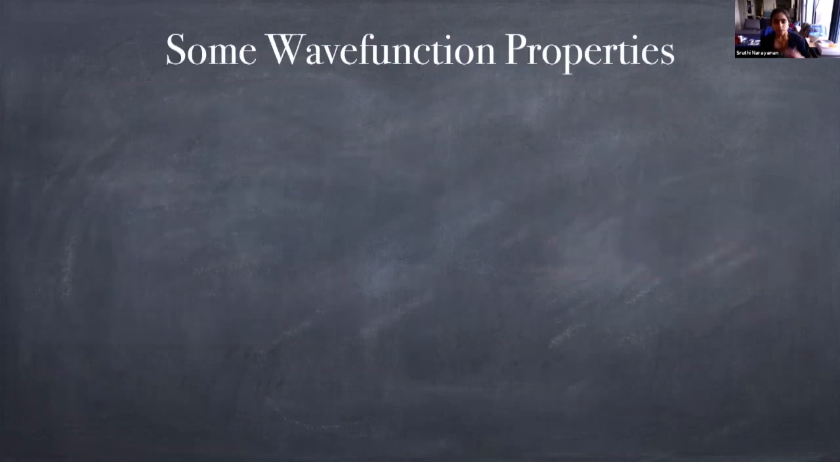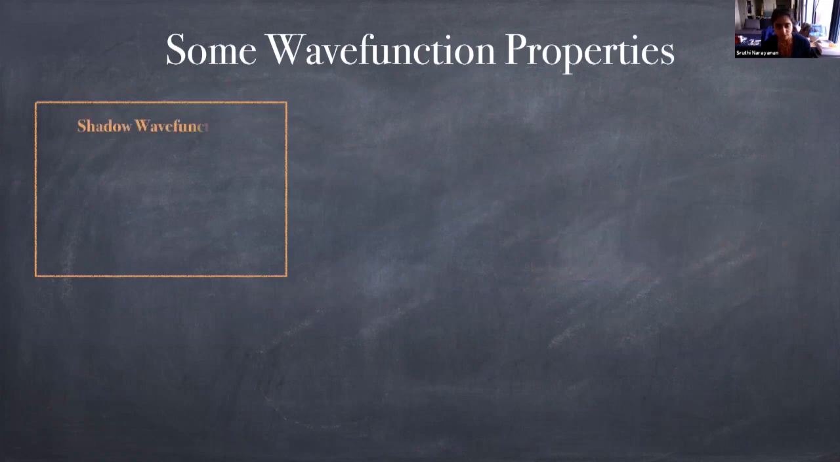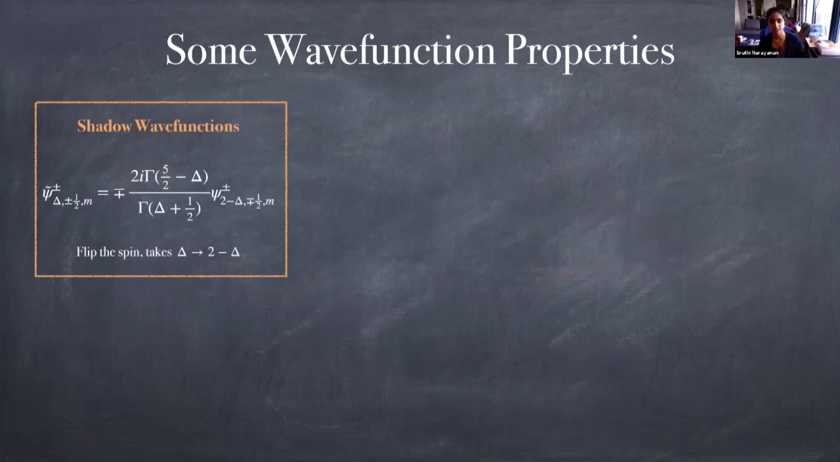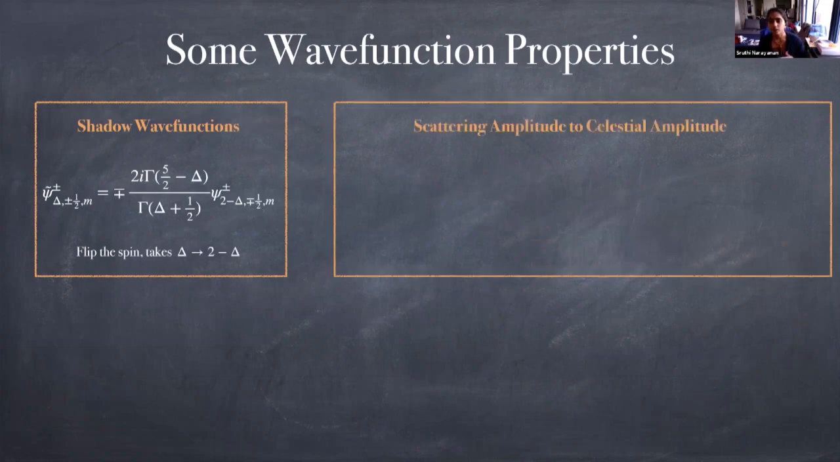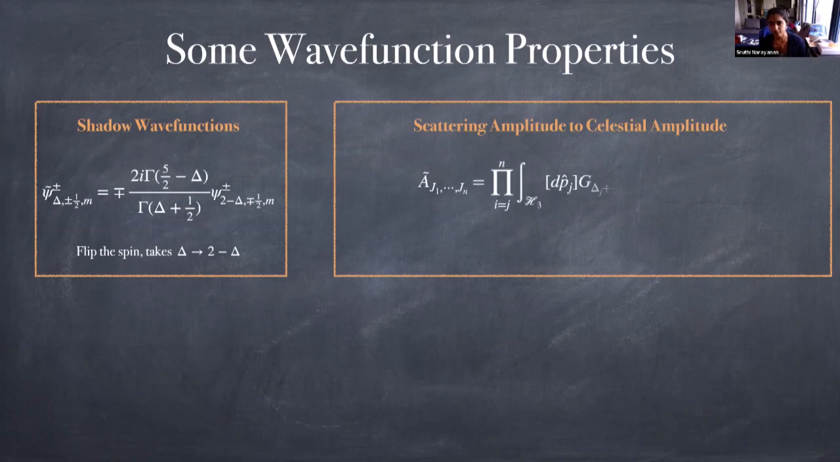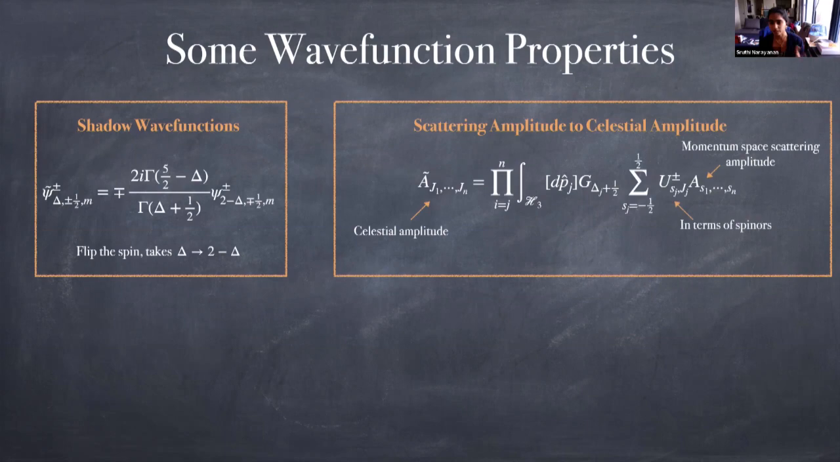All right. What are some important properties of these wave functions? Well, we can take the shadow, and we find that the shadow appropriately flips the spin and also takes delta to 2 minus delta, which is what we expect. We can also do what others have been talking about, where we transform 4-dimensional scattering amplitudes to celestial amplitudes. In particular, it looks something like this, where this A tilde is a celestial amplitude. This A is the momentum space scattering amplitude, and these U's are some linear combinations of these spinor solutions, which you can solve for by just taking appropriate inner products.